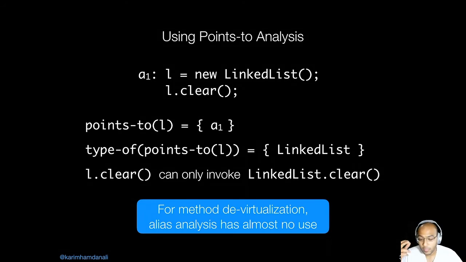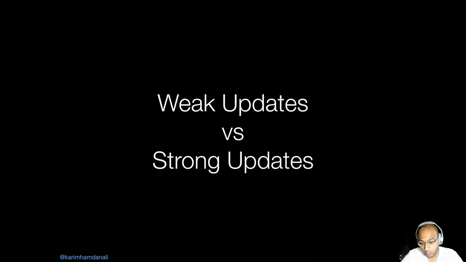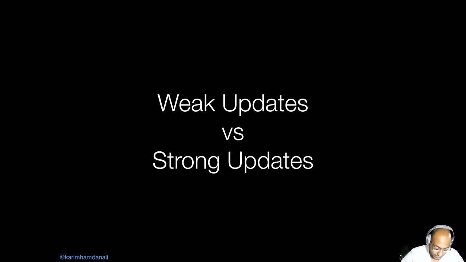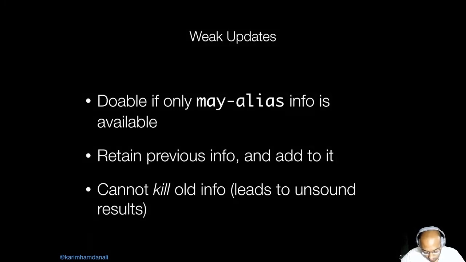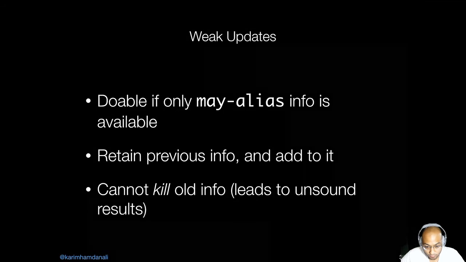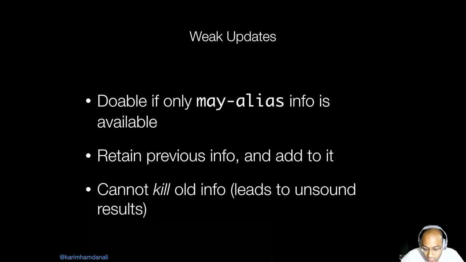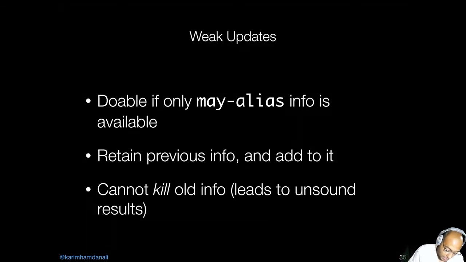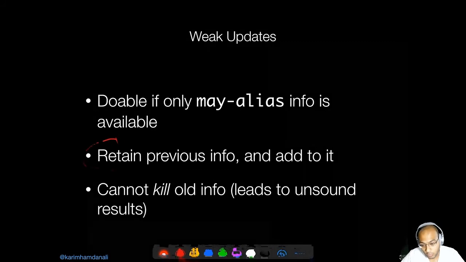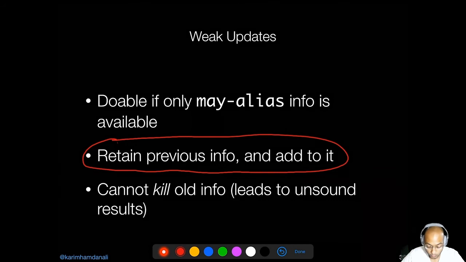Another concept that is related to both points-to sets and aliasing is weak updates versus strong updates. So what do I mean by that? Weak updates, you're able to do them if you only have may alias information. If you don't have must alias, but you have may alias, you can do weak updates. It basically means that we are going to retain the previous information and add to it the new information. So we are not going to forget the old information. We're just going to keep racking up information as we go.